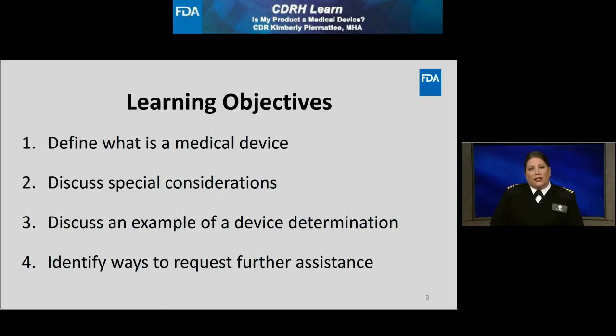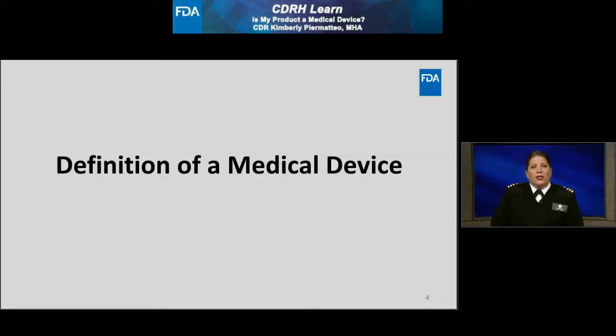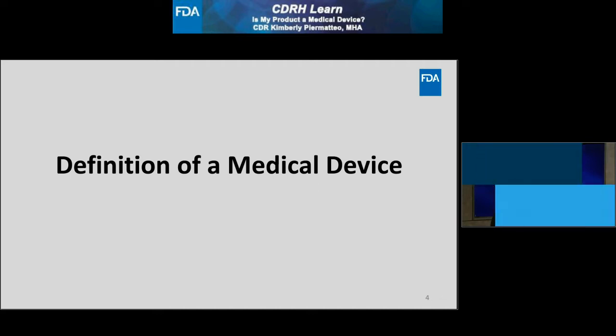The first learning objective is to define what the FDA considers to be a medical device. Next, I will discuss various topics to consider when determining if your product meets the definition of a medical device. Thirdly, I will walk you through a device determination example. And lastly, I will identify informal and formal ways for you to request further assistance if you need. To begin, let's first review the FDA's definition of a medical device.